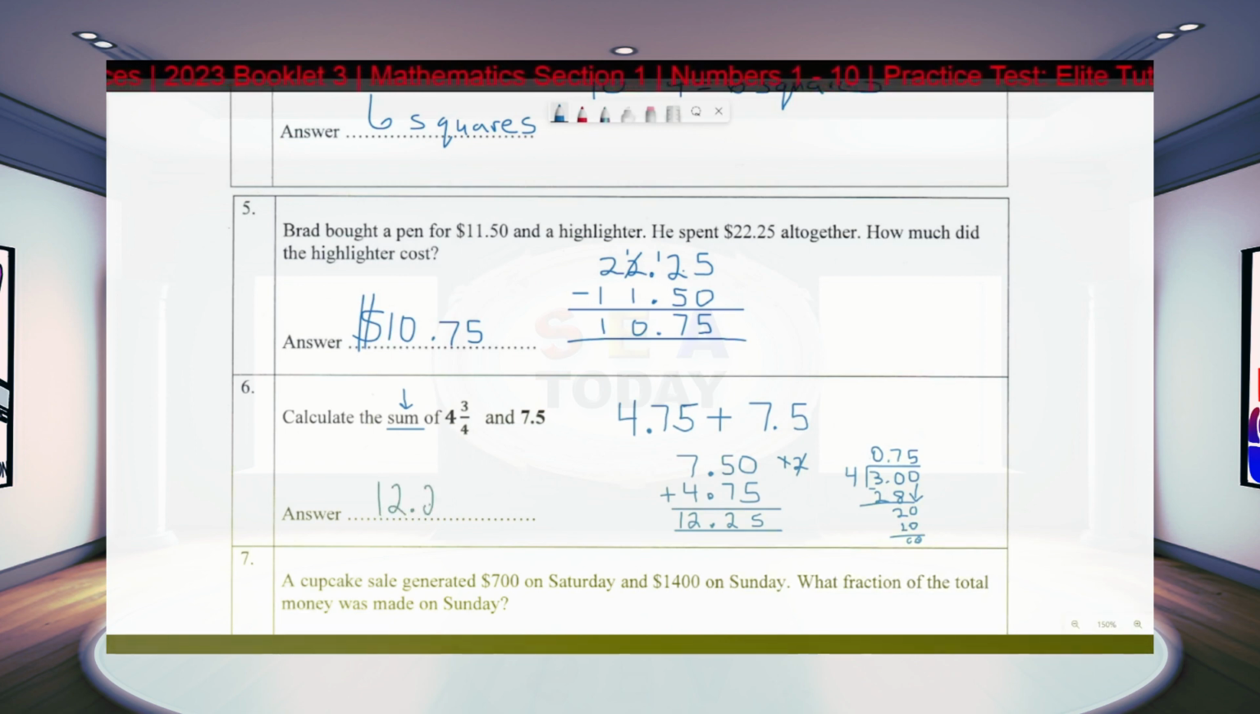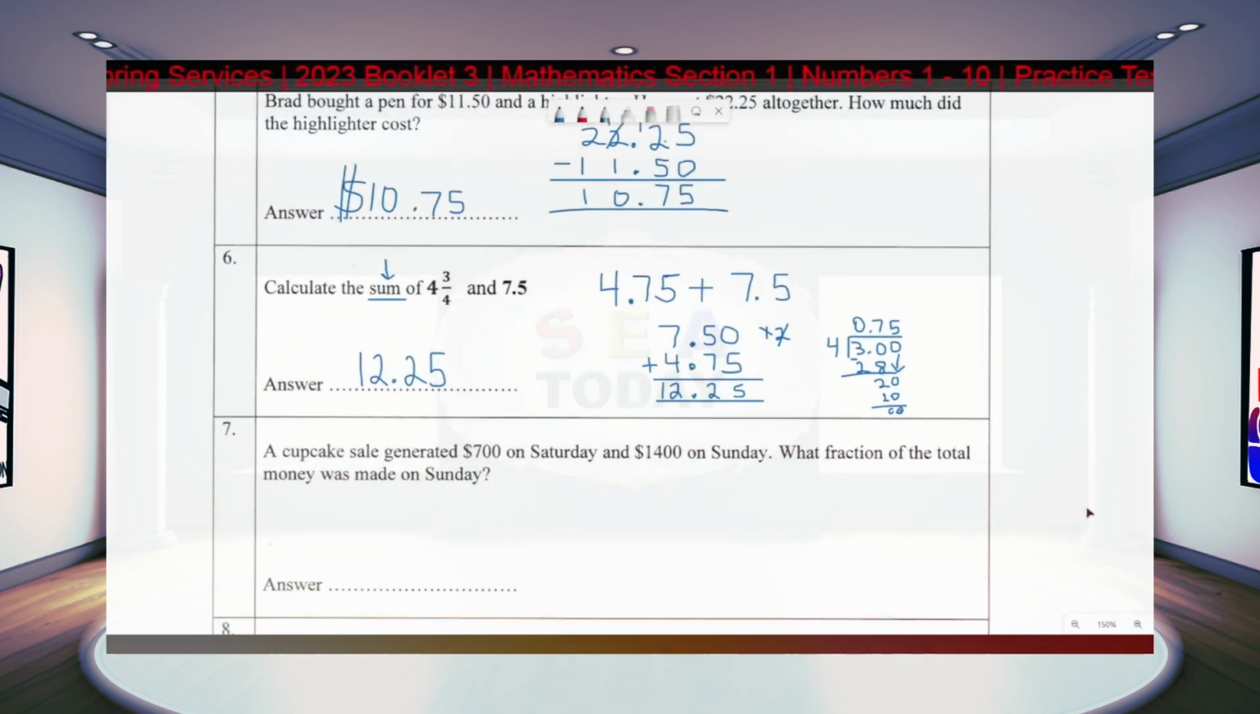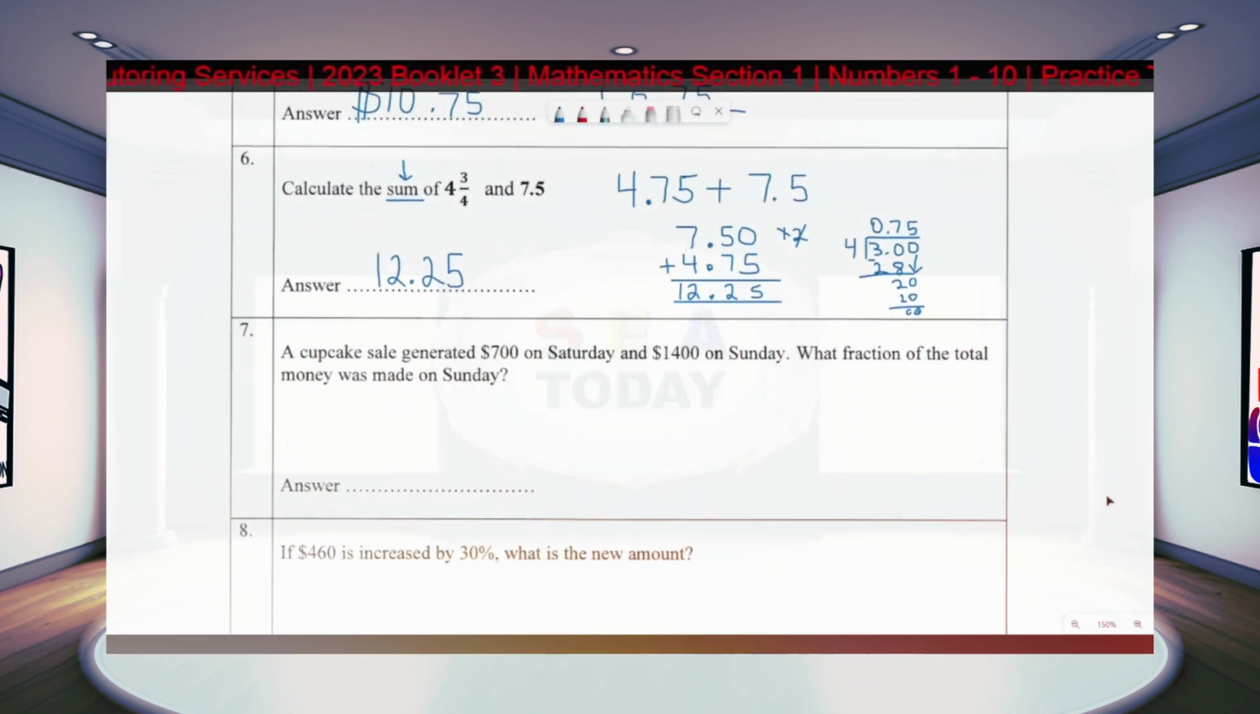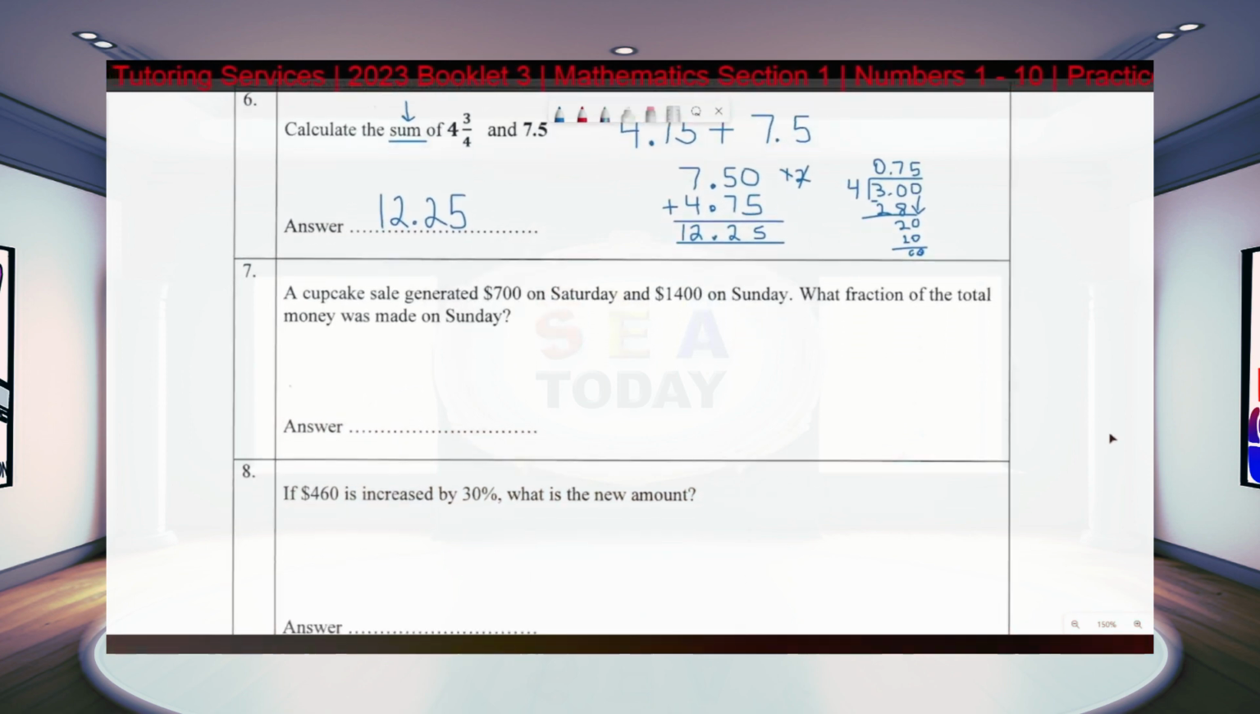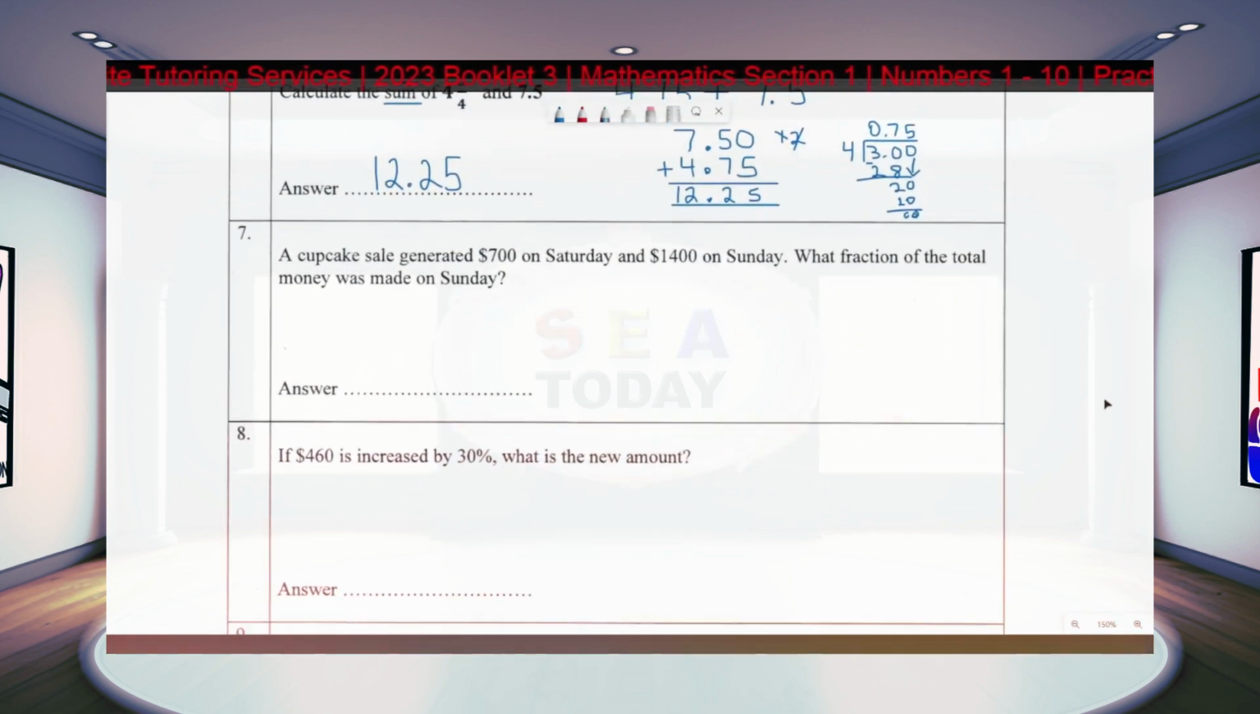So it's just 12.25. They didn't say if to put the answer as a decimal or as a fraction. So you can choose how you want to work it and how you want to write your final answer. Okay, number 7, another money question.